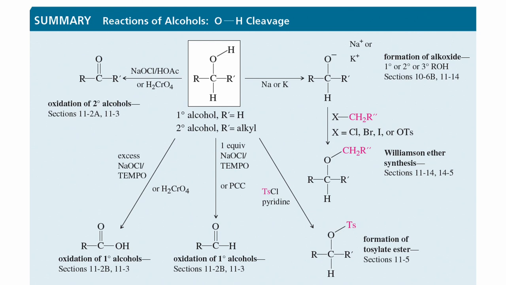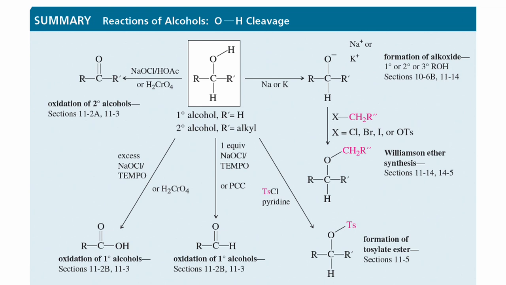So here in summary, we'll see some of the reactions that we've looked at where we cleave the OH bond. This table in particular goes over the reactions where we cleave the OH bond. Notice how we can use sodium or potassium as our bases to cleave that H bond. We could use sodium hydride. We could even potentially use sodium hydroxide, although one of the issues with using hydroxide as a base is that it's also a good nucleophile. And so sometimes it can react with our substrate in a way that we don't intend.